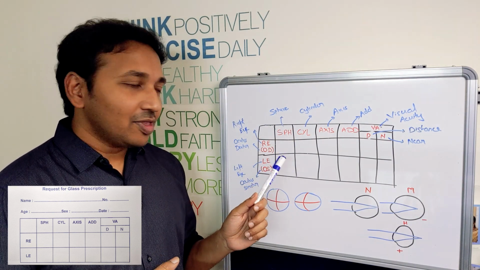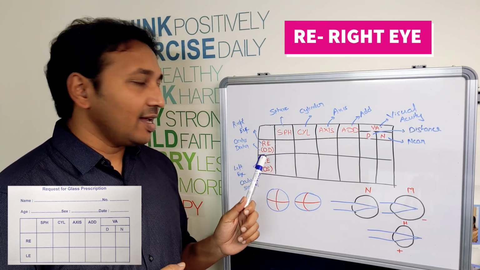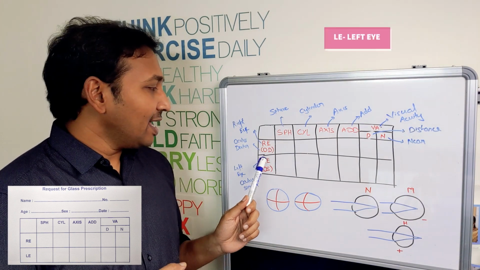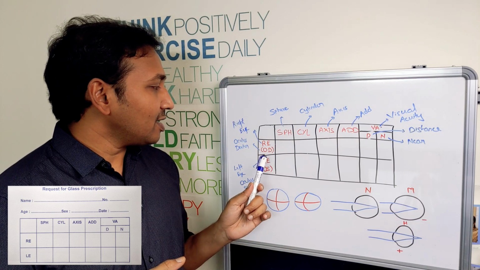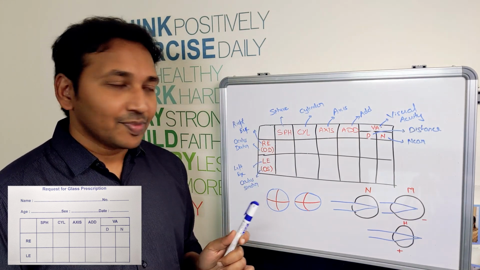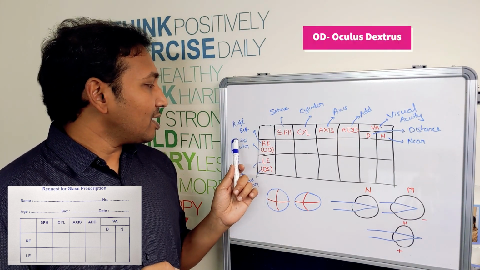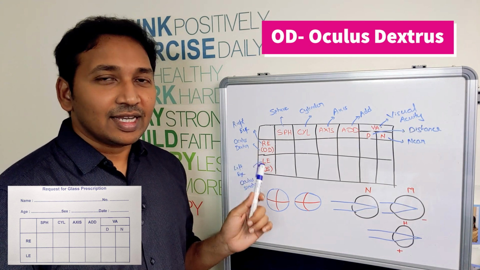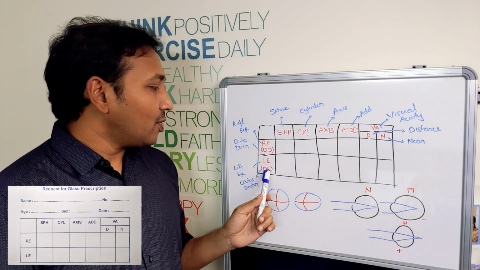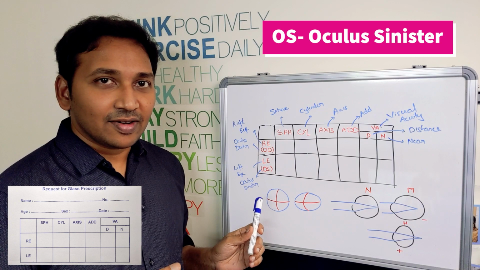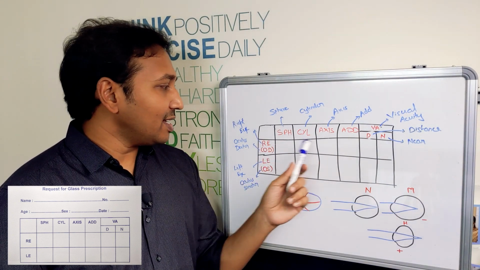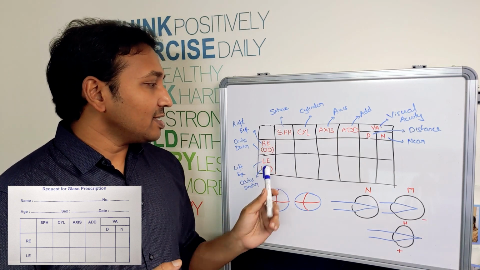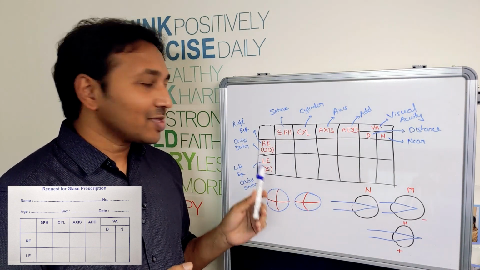In the beginning of the middle row, we can see RE, which means right eye, LE, which means left eye. Sometimes we can also see OD and OS written. OD is nothing but oculus dexter, which in Latin means right eye, and OS means oculus sinister, which means left eye. So whatever is written in the middle line, it is for the right eye, and whatever is written in the bottom line, it is for the left eye.